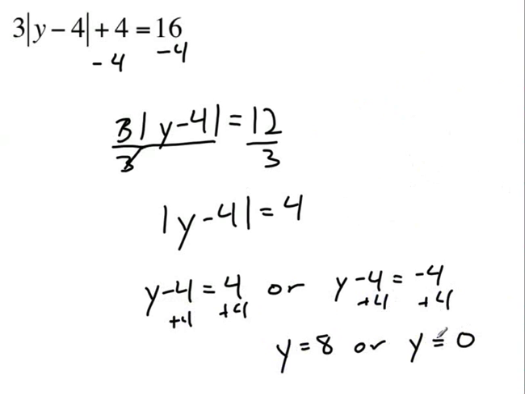Now, I'm going to check my work. So 8: 8 minus 4 is 4, times 3 is 12, plus 4 is 16. Good. Awesome. That works. And then we want to check y equals 0. So you end up getting 0 minus 4, which is negative 4. The absolute value of negative 4 is positive 4. 3 times 4 is 12, plus 4 is 16. So this guy works as well.